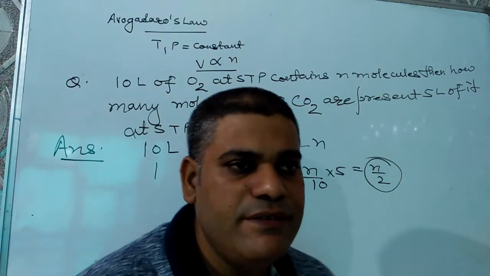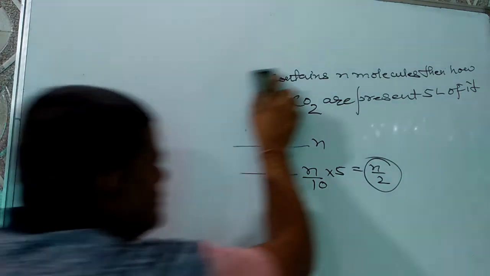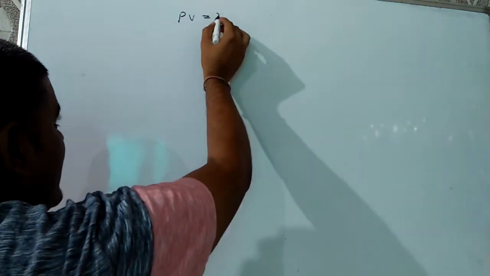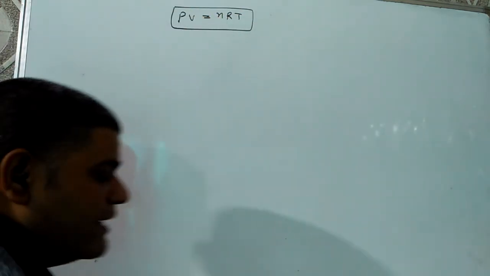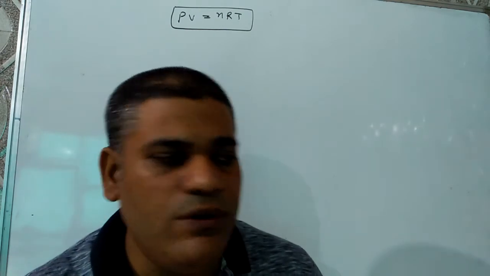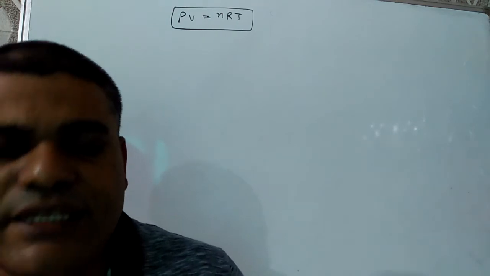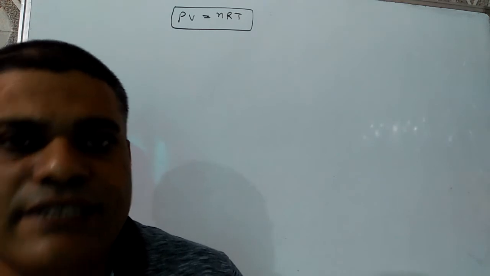Keep it in mind. Now, after discussing the three laws, Boyle's law, Charles' law, and Avogadro's law, we can derive the ideal gas equation. That is a very important equation for us. According to the ideal gas equation, PV is equal to nRT, where P is the pressure, V is the volume, n is the number of moles of the gas, R is the universal gas constant, and T is the temperature.